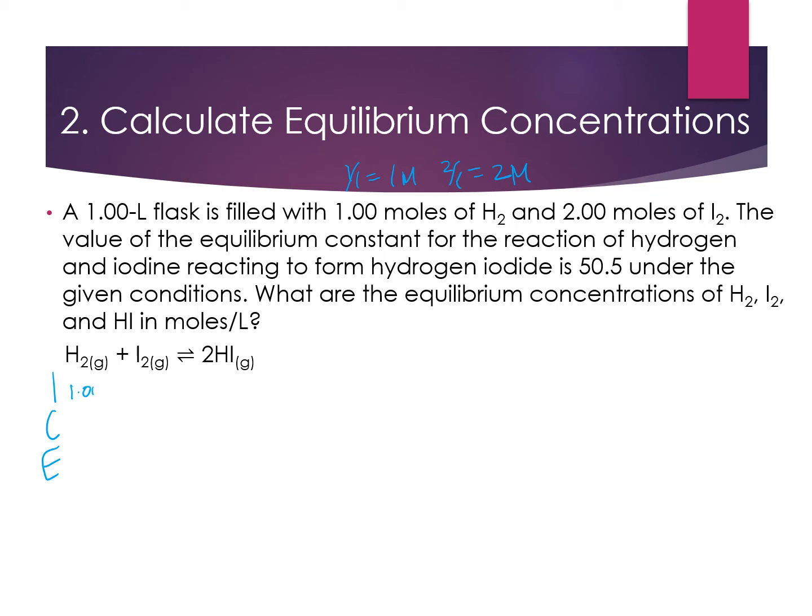So 1 molar is my initial concentrations, and I don't have any HI. So because I have no product, I'm of course shifting right. So this is going to be minus x, minus x. This is plus 2x because of that coefficient of 2. So now I know that 1 minus x, 2 minus x, 0 plus 2x just gives me 2x.